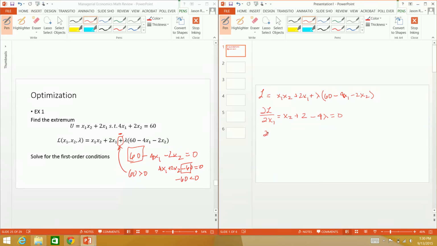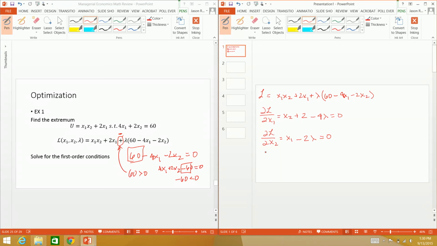The next step is to take the partial with respect to x2. So again, any value that's not x2, we're going to treat as a constant term. So now we take the derivative of x1 x2 to get x1. This next term, 2x1, drops out because it's a constant for us. The lambda times 60 drops out. The 4 lambda x1 drops out because it's a constant. But now we're left with minus 2 lambda, and that's equal to 0. Again, set that equal to 0.